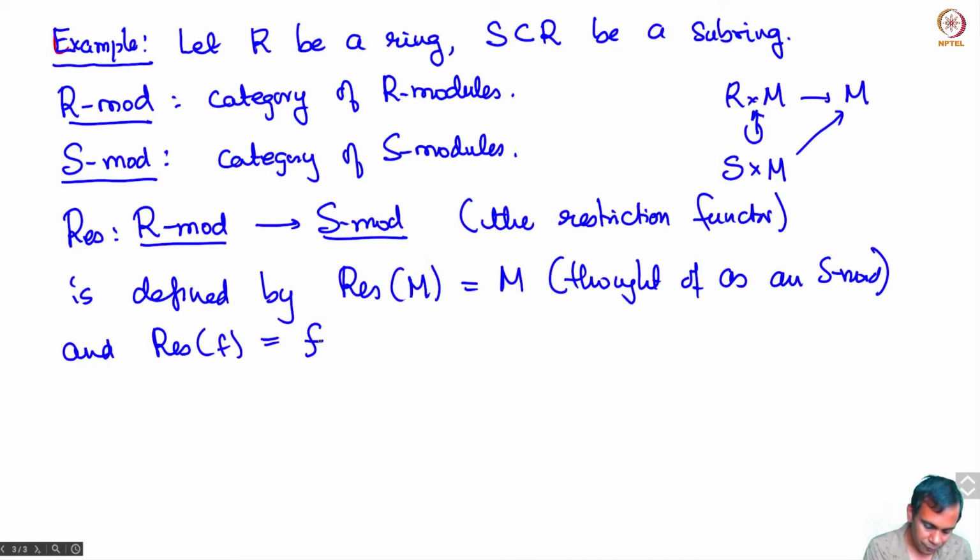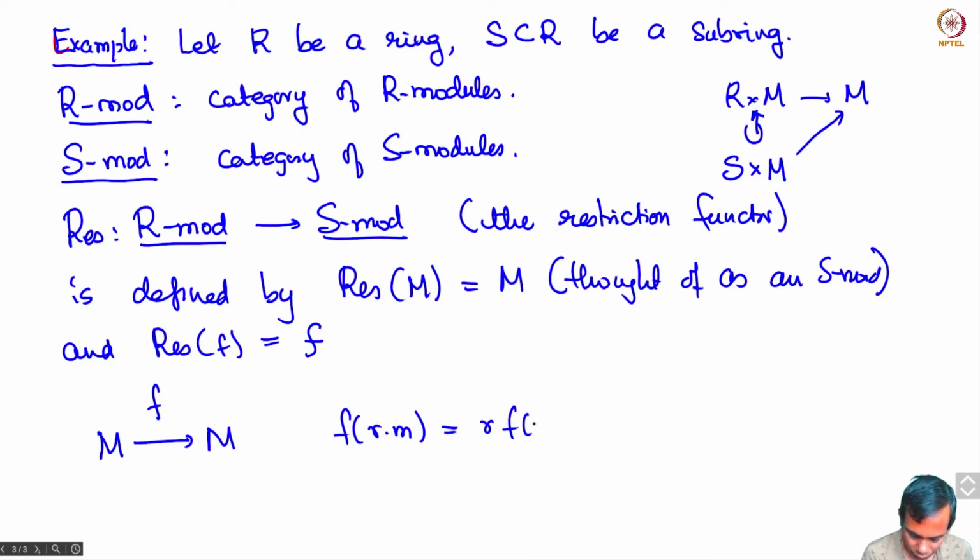Now if F is an R module homomorphism from M to N, that just means that F of r dot m is r dot F of m for all r in R. But since S is a subset of R, if this is true for all r in R, this is also true for all r in S. And so F is also an S module homomorphism.